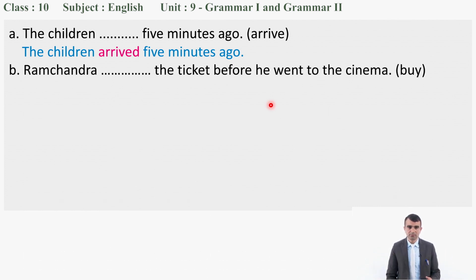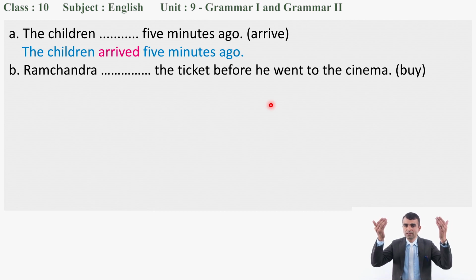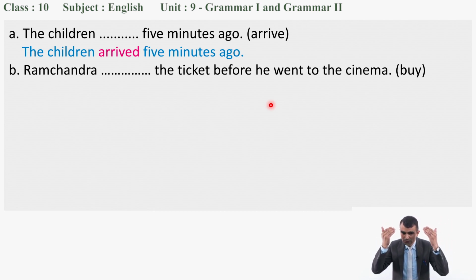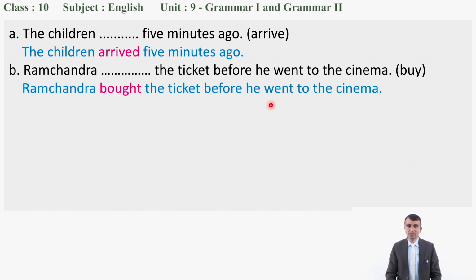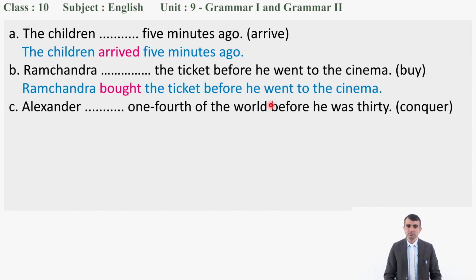B, Ramchandra the ticket before he went to the cinema. Buy. Loudly please. Great. Good. Ramchandra bought the ticket before he went to the cinema. So two events are in sequence. He bought the ticket and went to the cinema. C, Alexander 1/4 of the world before he was 30. Conquer. What do you use here?